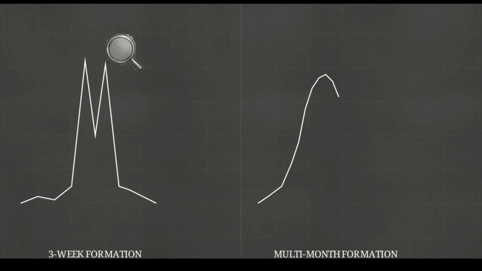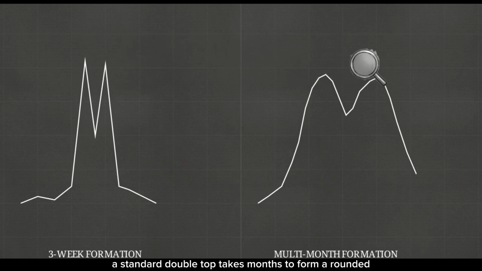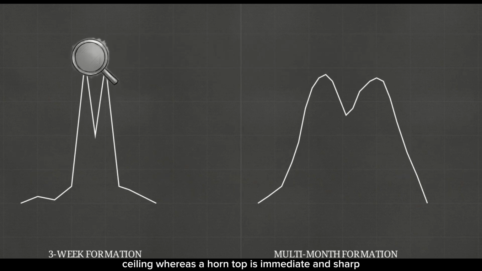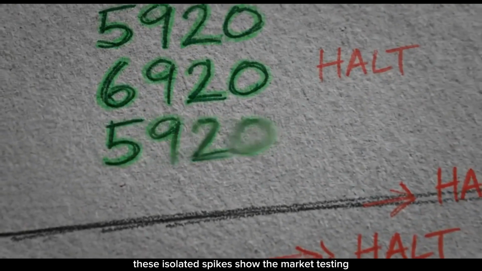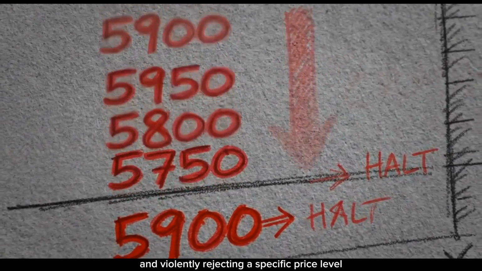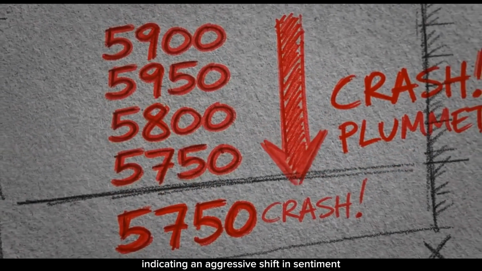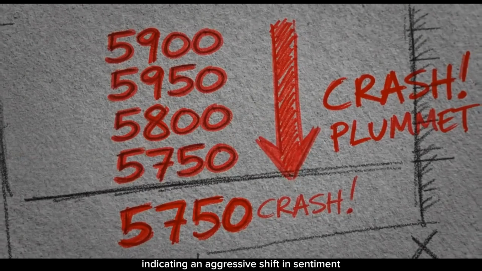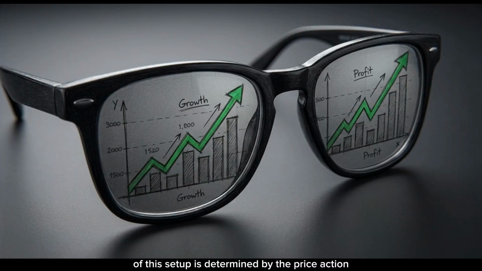In this comparison, notice the difference in speed. A standard double top takes months to form a rounded ceiling, whereas a horn top is immediate and sharp. These isolated spikes show the market testing and violently rejecting a specific price level twice in 3 weeks, indicating an aggressive shift in sentiment. The reliability of this setup is determined by the price action leading into it.